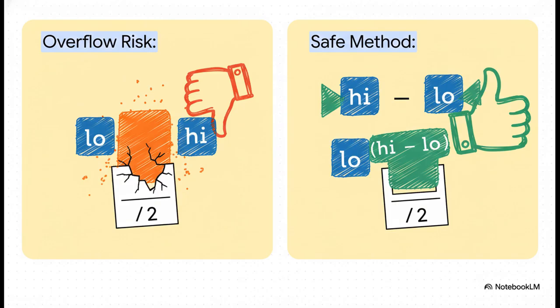The safe way, low + (high - low) / 2, does the exact same math, but it avoids that massive intermediate sum. It keeps you safe.